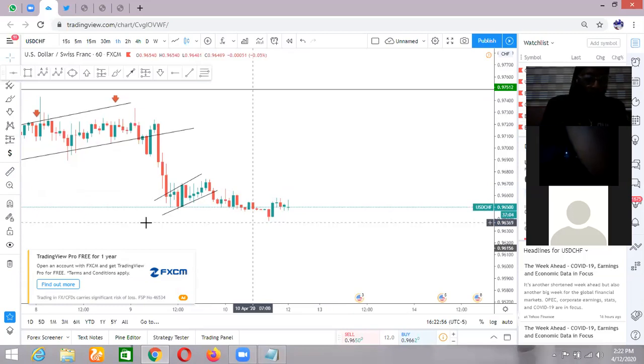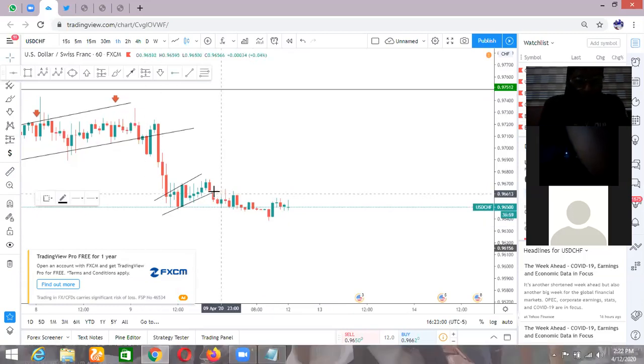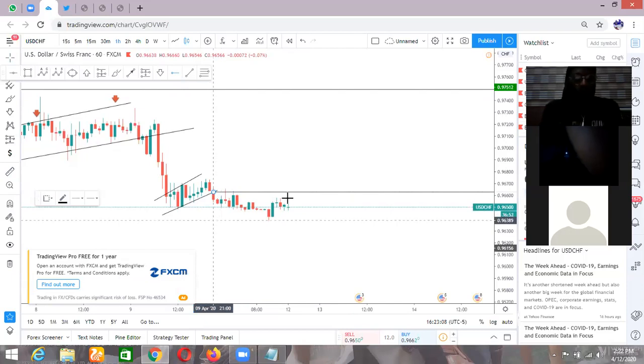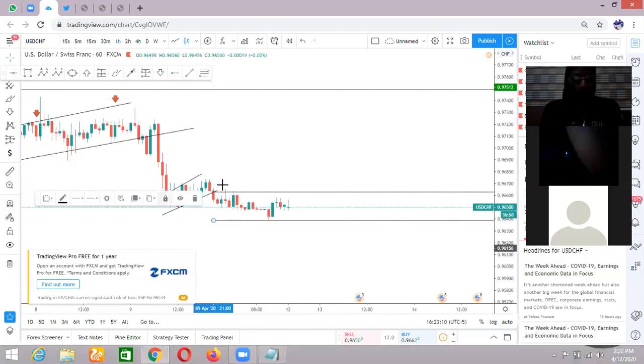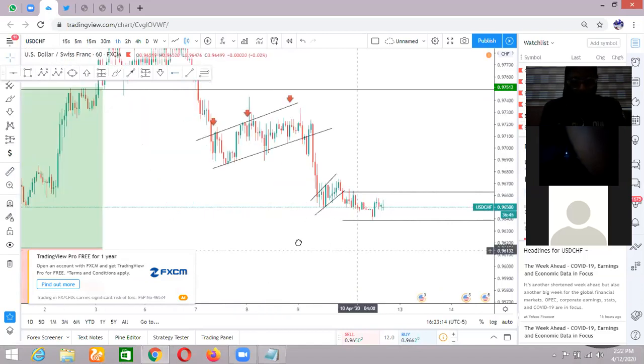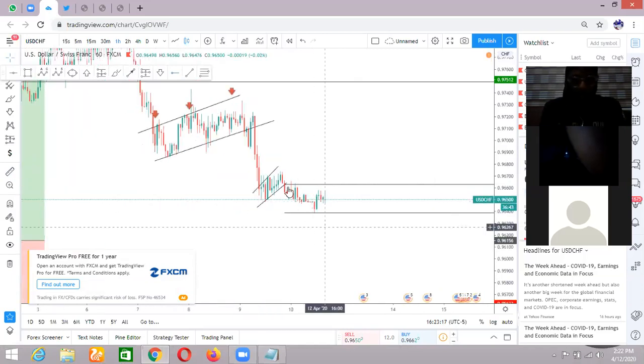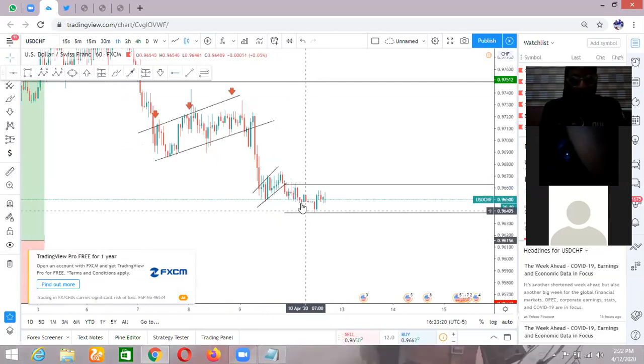So another example I want to make here is making this support and resistance. Because presently, price is consolidating around this area. This is the resistance. This is the support. You have two touches here already. You have one touch here already.